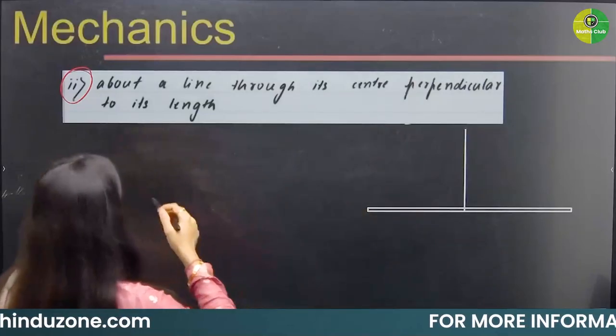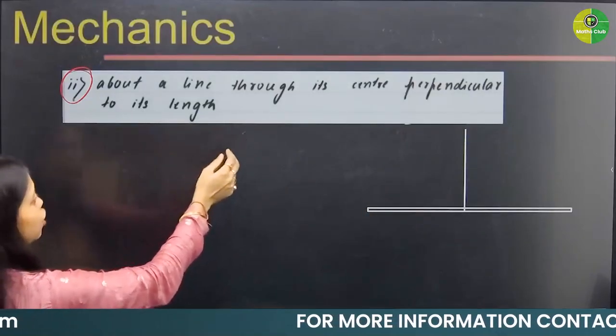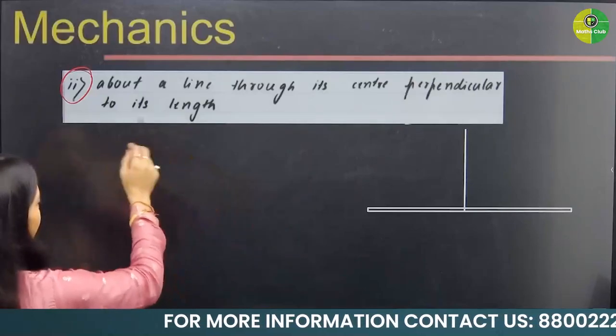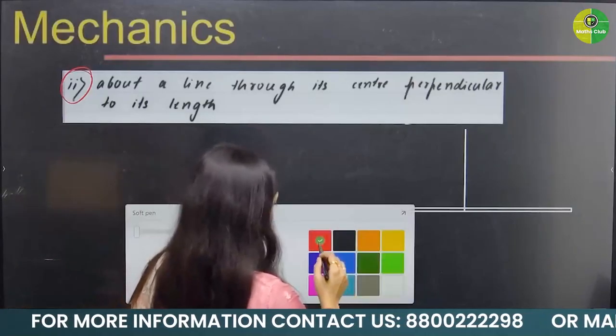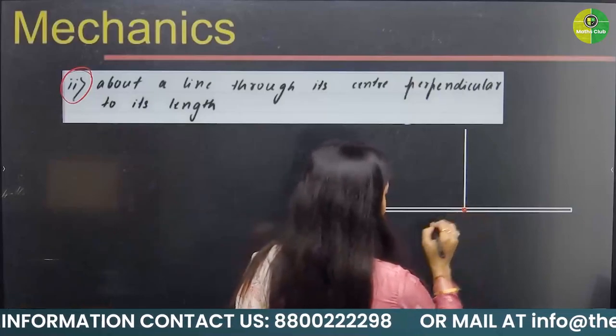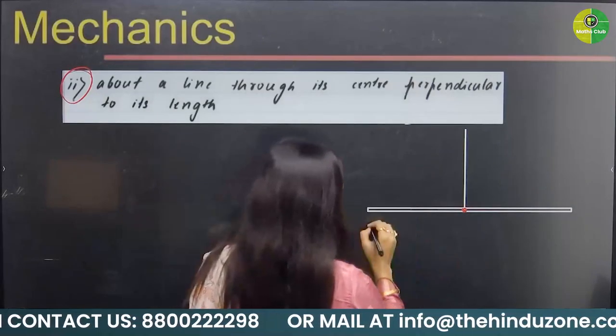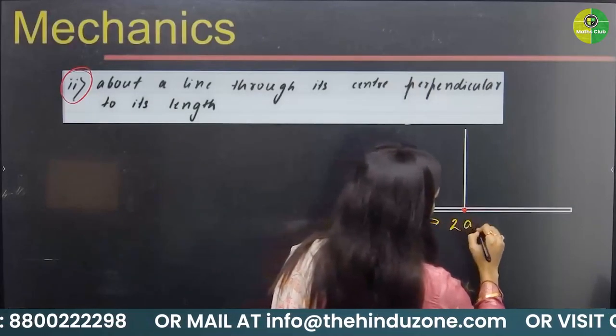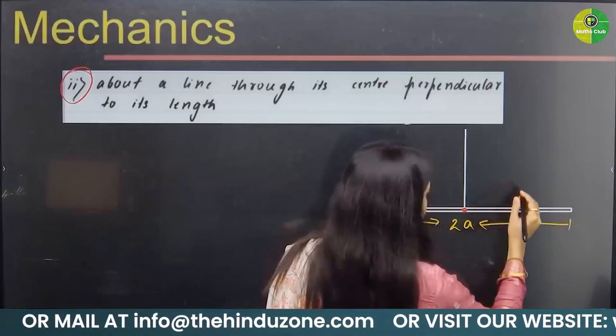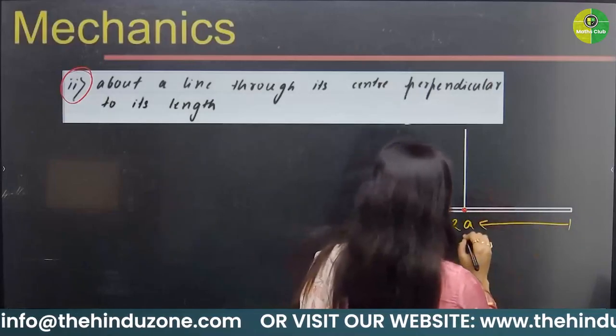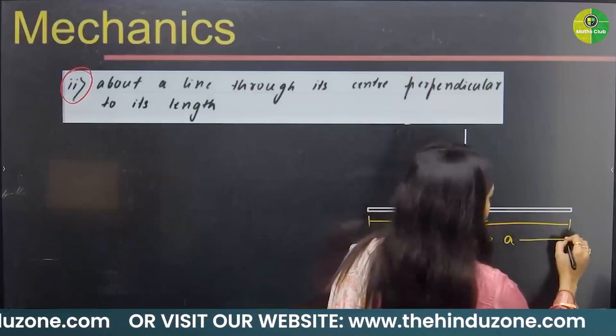Now the line is passing through the midpoint. Now take a line through its center, perpendicular to its length. So this is the center, and the rod was of length 2a. So now this is a, obviously.